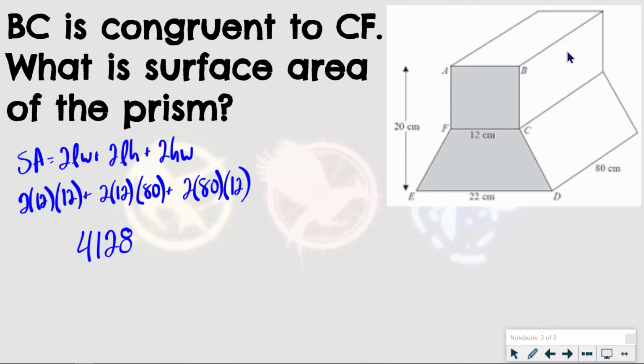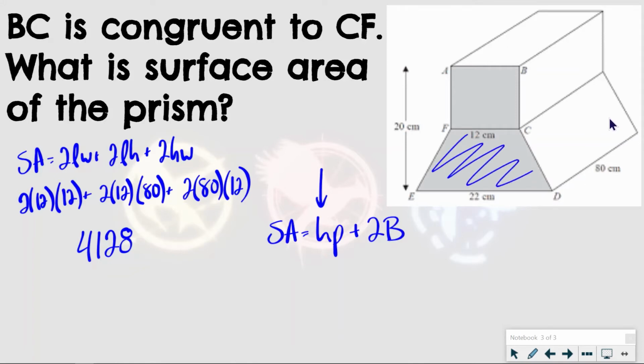The surface area of any prism is HP plus 2B. So this is the lateral surface plus the two bases. H stands for the height in between the two bases. So I have a base in the front and a trapezoid in the back. Those are my two bases. Connecting those two is this length of 80. P stands for the perimeter of the base.